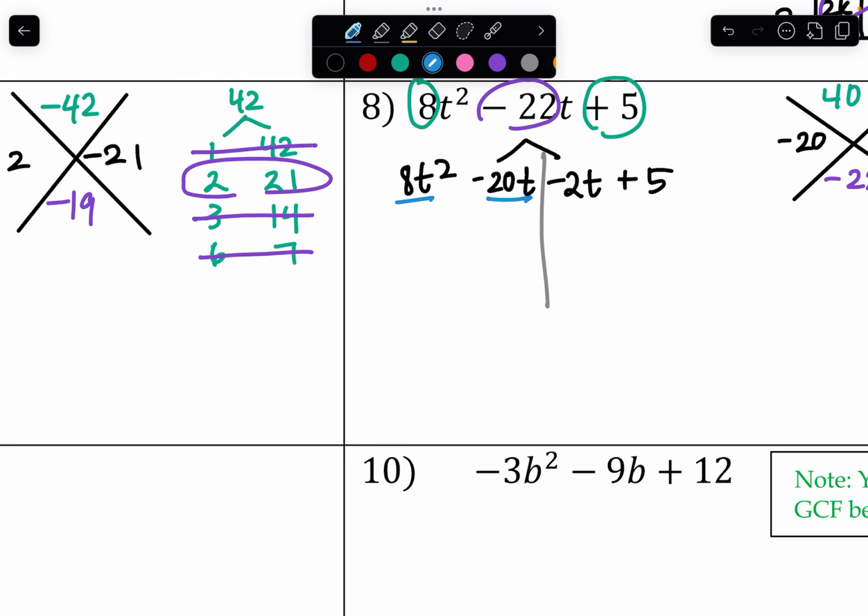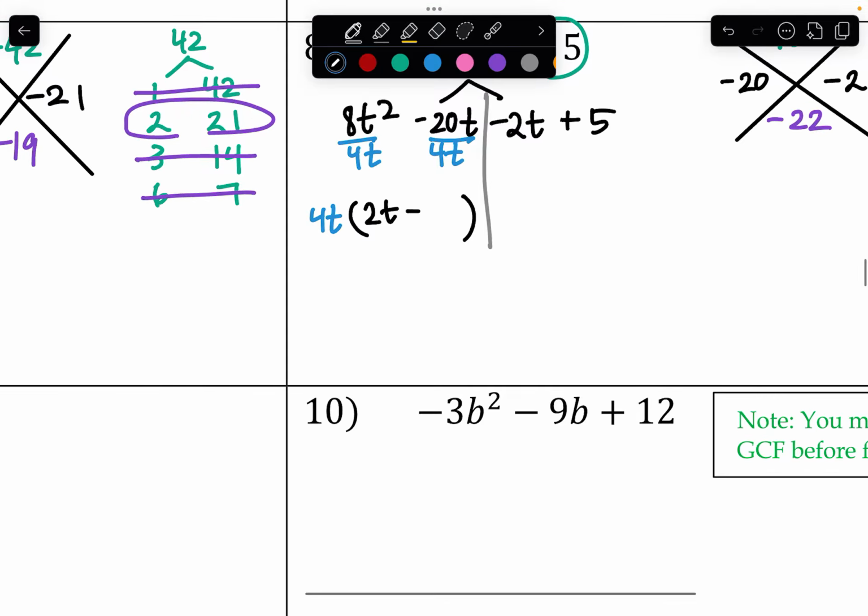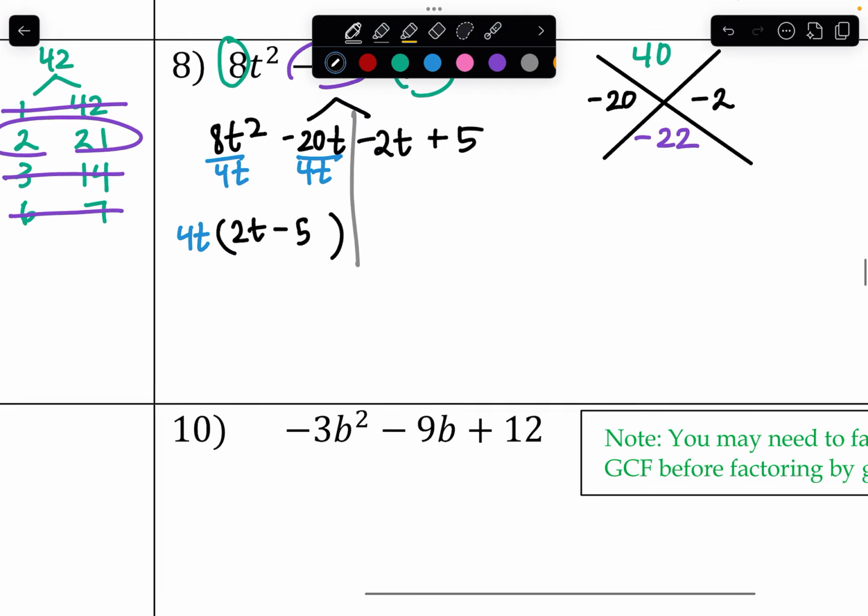Out of the first pair, between 8 and 20, 4 divides both of those, and then they both have a t as well. So 4t would be the GCF. After the division, 8 divided by 4 is 2, t squared divided by t is t. Negative 20 divided by 4 is 5, and then the t cancels.